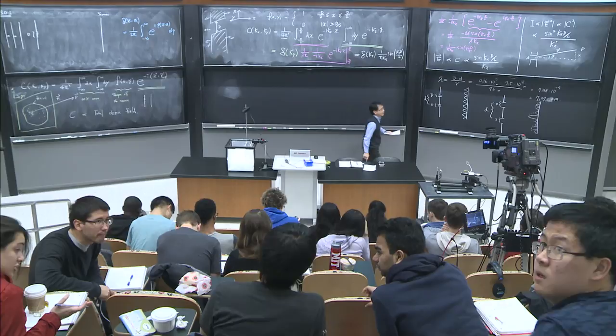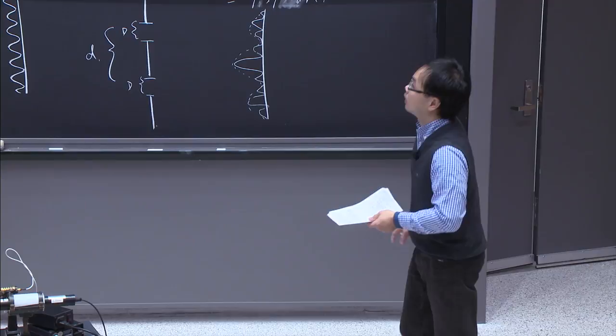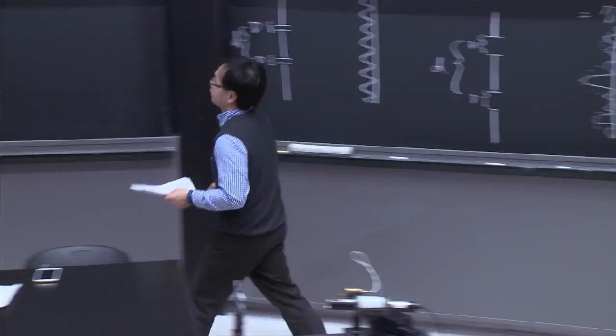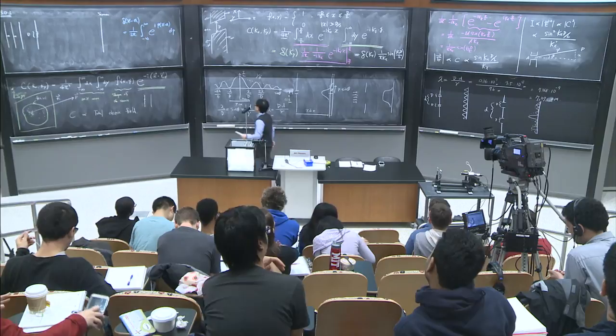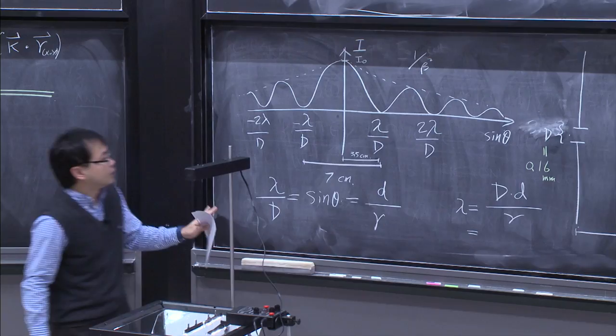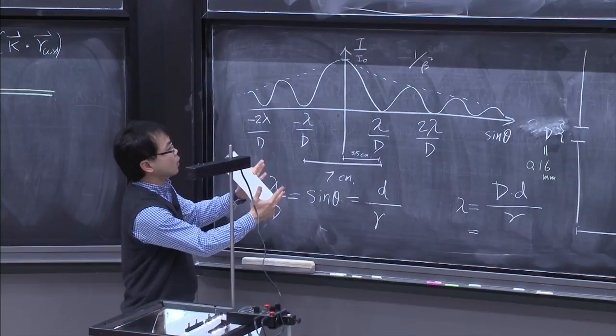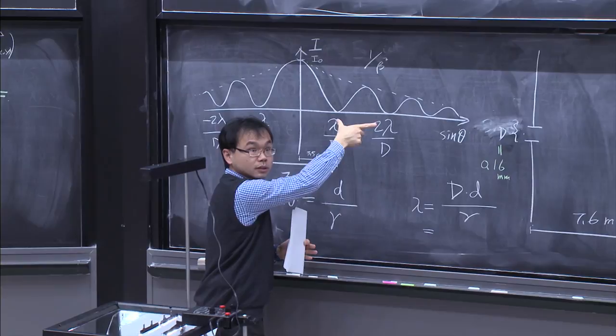Okay, so welcome back. There were a few questions about the pattern here, which is interesting. So you can see that what we actually concluded from here is that the width of the central principal maxima is two times the width of the secondary maximas, all right?